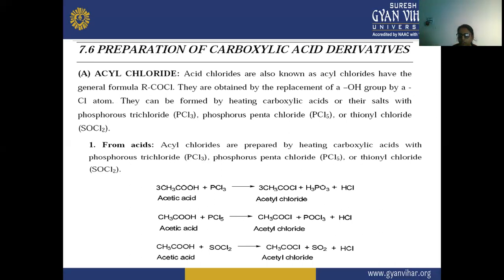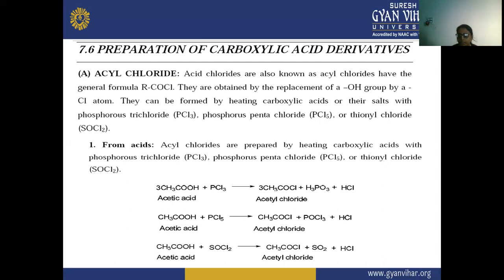So here the first reaction is the acid reaction. From the acid, these carboxylic acid derivatives are formed. In the first reaction, the carboxylic acid is heated in the presence of phosphorus trichloride, phosphorus pentachloride, or thionyl chloride. So here PCl3, PCl5 or SOCl2. Acetic acid is reacted with PCl3, and there is a formation of acetyl chloride plus H3PO3 plus HCl.